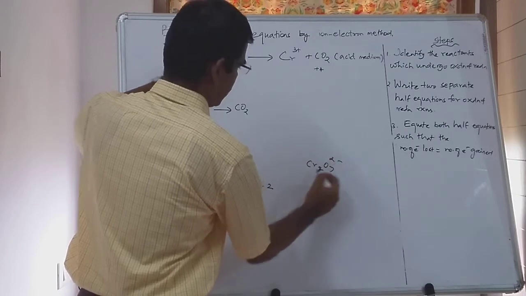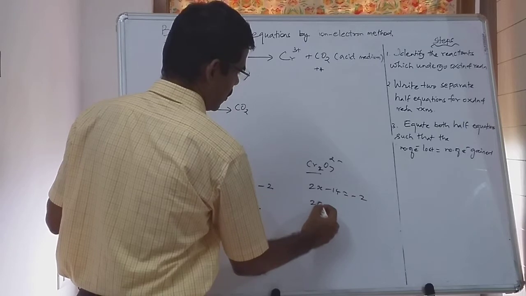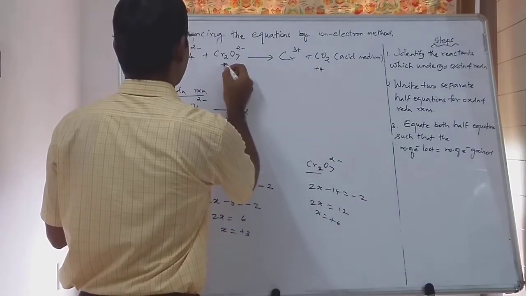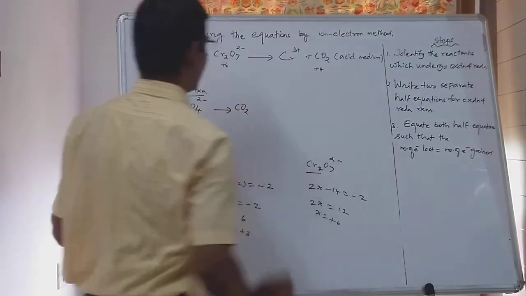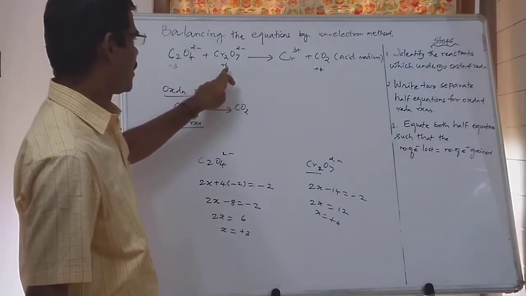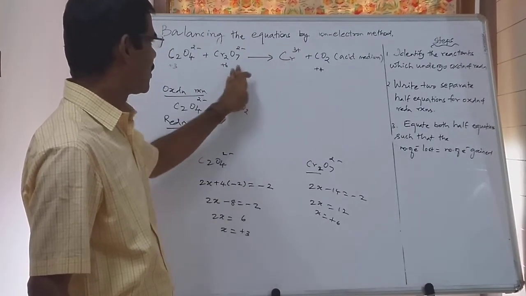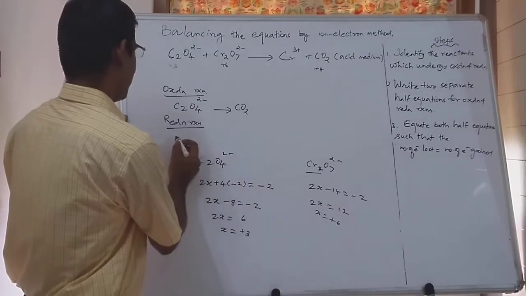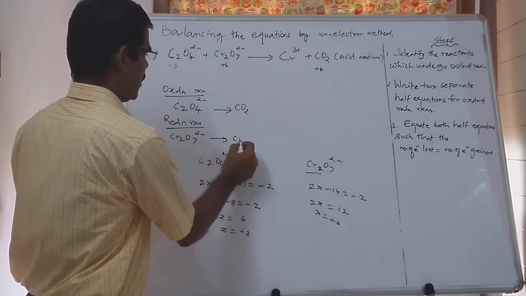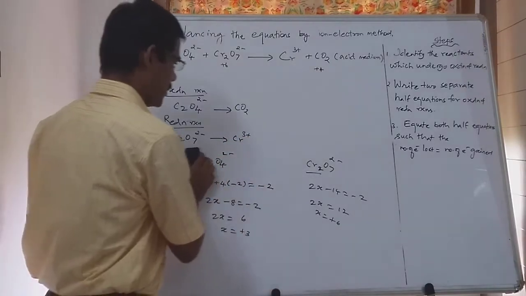Cr2O7 2-, what will be the oxidation state of chromium? 2x minus 14 is equal to minus 2, 2x is equal to 12, x is 6. So this is plus 6 here, and see what it has become: plus 3. So this has undergone reduction, because the oxidation number has decreased from plus 6 to plus 3. So in the reduction reaction, Cr2O7 2- becomes Cr3+. I have written this simply, let us expand this.